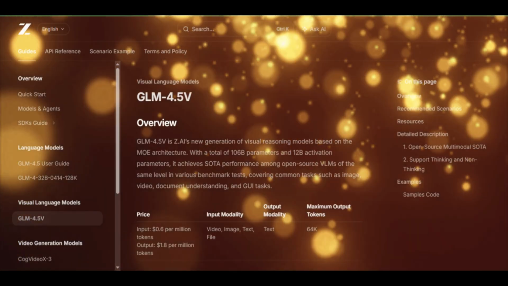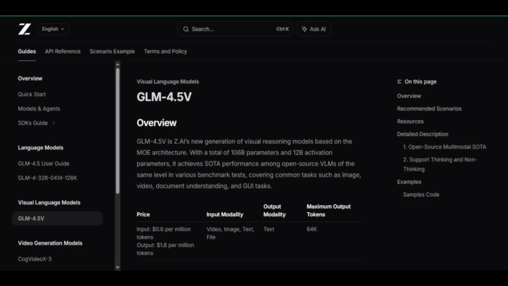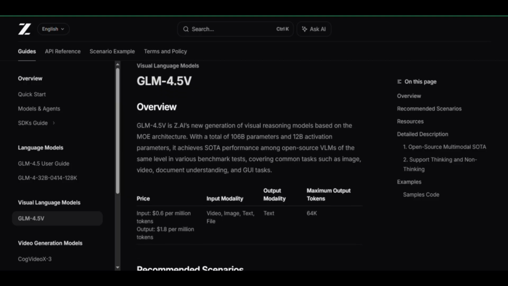Today we're diving into something powerful, the GLM-4.5V. This is Z.AI's next-gen visual language model that's shaking up the AI world. Let us discuss the GLM-4.5V.